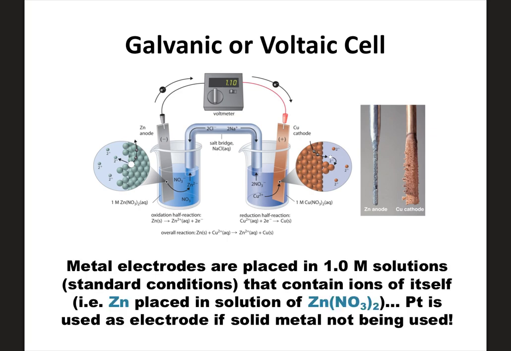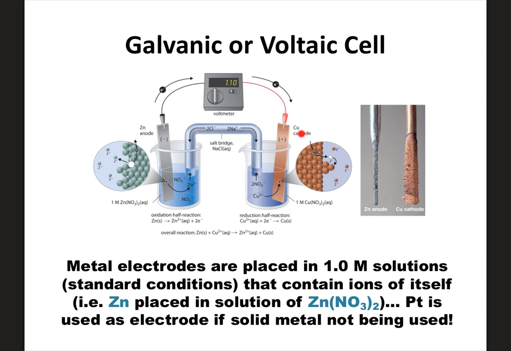A little bit more here about the setup of these galvanic or voltaic cells. Basically, these metal electrodes are going to be placed in 1 molar solutions, and this is under standard conditions, that contain ions of itself, essentially. So for example, if you are using a zinc electrode here, and the zinc is going to form 2 plus ions when it is being oxidized here, it needs to be in a 1 molar solution of something with zinc 2 plus. All right, so in this case, we're using 1 molar zinc nitrate here. Right, and same thing for the copper side.